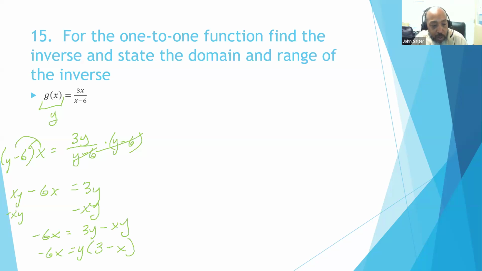Last step, I want to get y by itself, so I'm going to divide both sides by this parentheses of 3 minus x. And on the right side, it cancels, so I'm left with y is equal to negative 6x over 3 minus x.